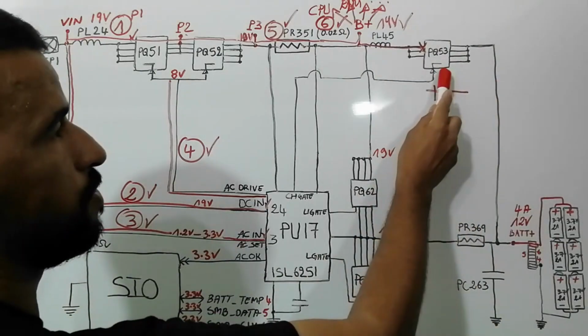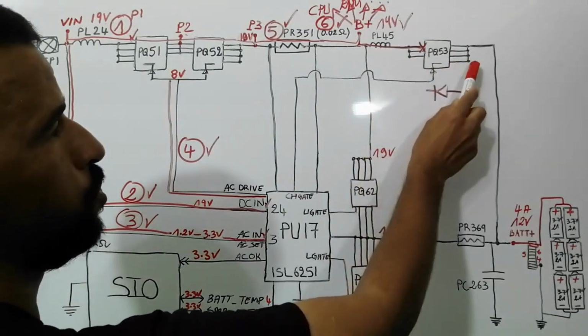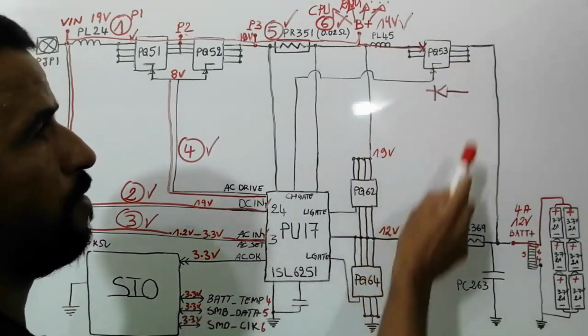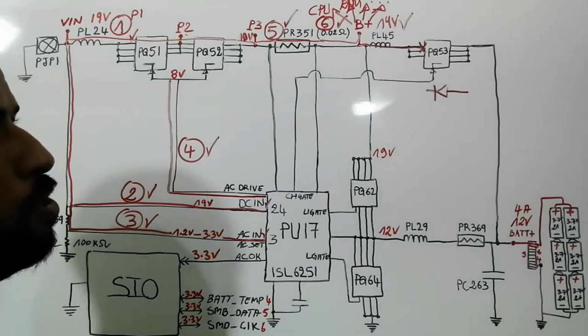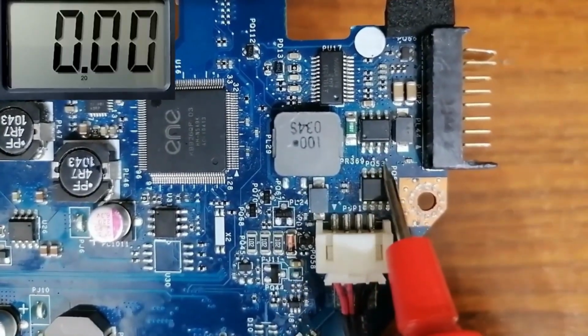So let's check this MOSFET. We have to find 19 volt in its source, but in the drain we should find 0 volt. So let's check in the motherboard. So this is PQ53, as you can see.